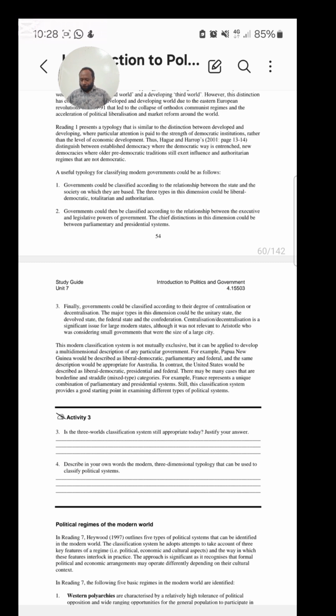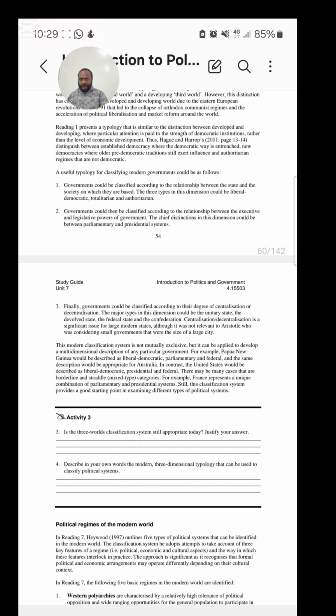That's the difference. So Hansen and Harab's classification says that in a democracy, you have a difference in the relationship between the executive and the legislature. You have the prime minister system, or the Westminster system, where the prime minister is chosen within the legislature. In the presidential system, the president is voted directly, outside of the legislature.